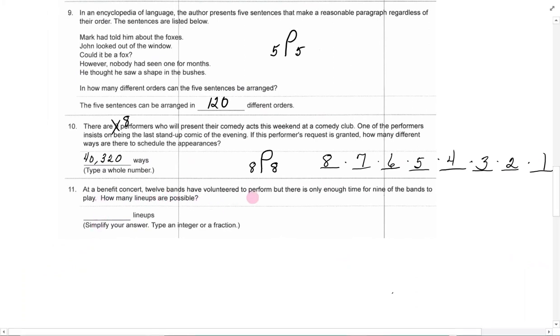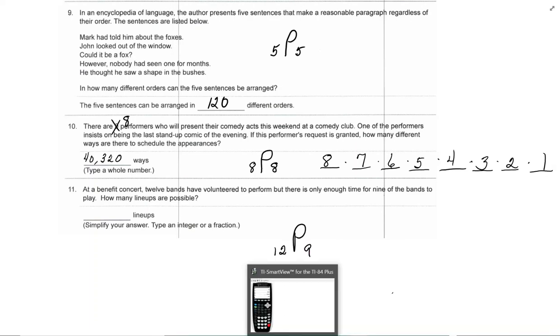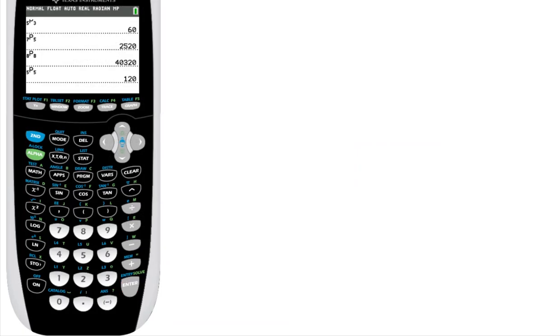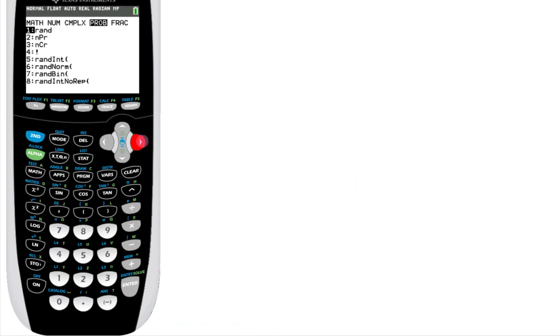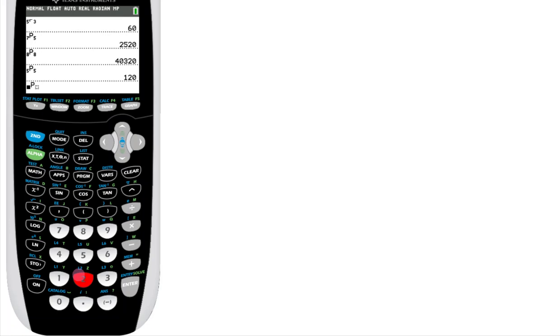Last question. At a benefit concert, 12 bands have volunteered to perform, but there's only enough time for 9 of them. How many lineups are possible? Order matters, so it's a permutation. There are 12, but we're only taking 9. And then we want to see how many ways we could arrange those. So last time I will do math, go to probability, choose number 2.